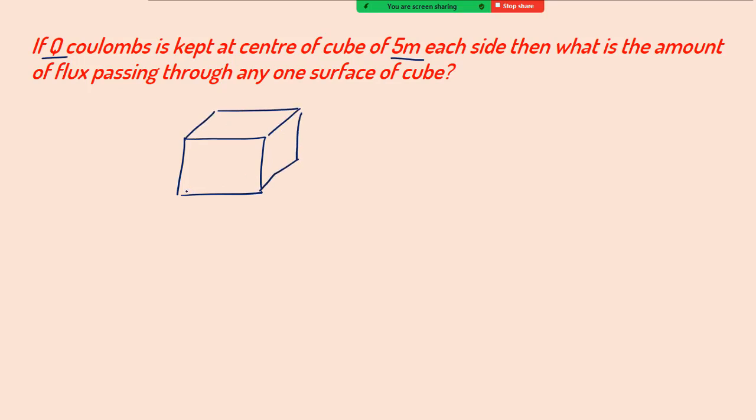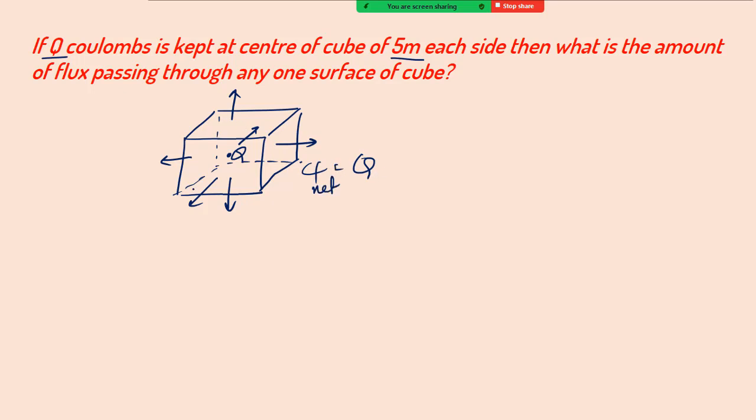So like this, if you take it, 6 surfaces are there, and at the center we have kept Q coulombs of charge. So how much electric flux will be passing through all the 6 surfaces? All the 6 surfaces, if you consider, that must be equal to Q only. Total net electric flux passing is equal to Q only.